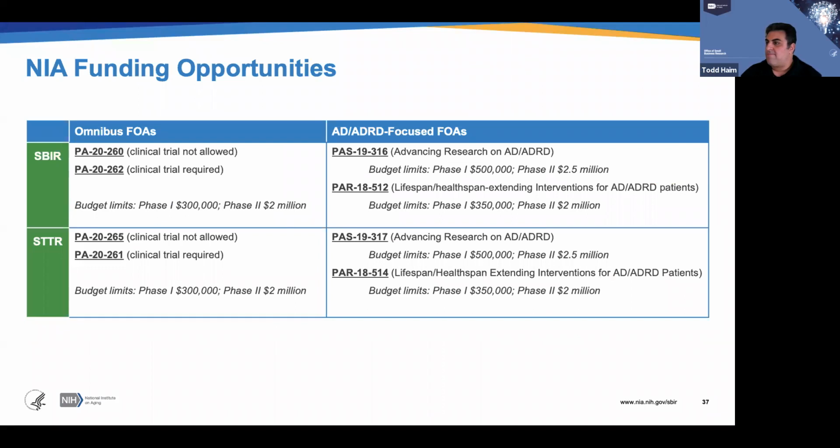Next slide. NIA funding opportunities. A table with opportunities for SBIR and STTR listed under columns for omnibus FOAs and AD and ADRD focused FOAs. There are several other funding opportunities. If you've gone through this webinar and you now realize that this might not be the perfect funding opportunity for your research, because it is important that your research really matches what it's looking for, you can definitely apply to the omnibus, which is really investigator initiated. Those links are there, as well as the limits. And then we also have specific funding opportunities for Alzheimer's disease and related dementias.